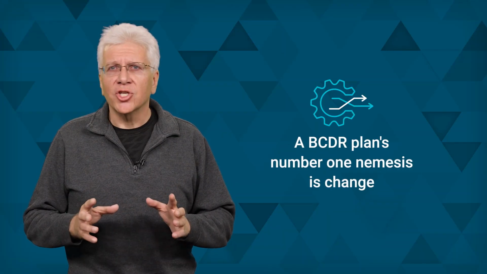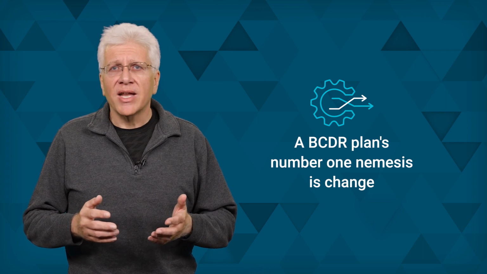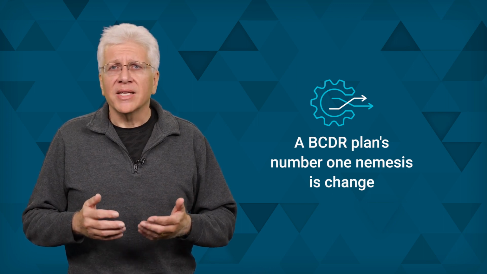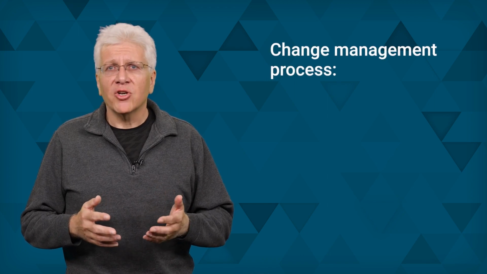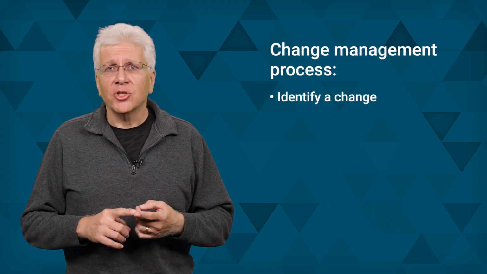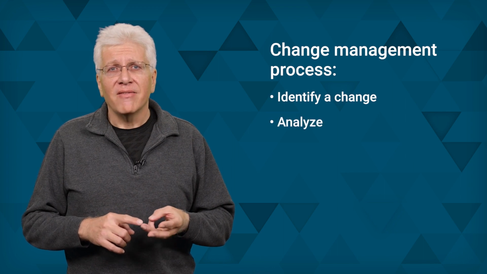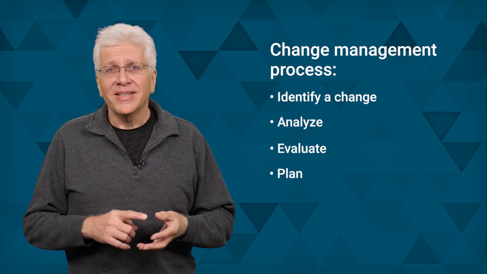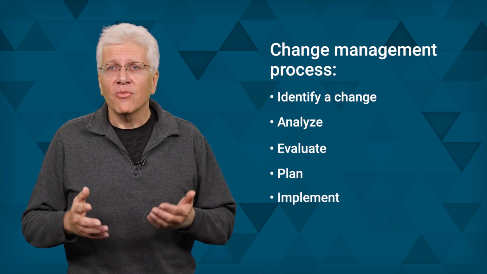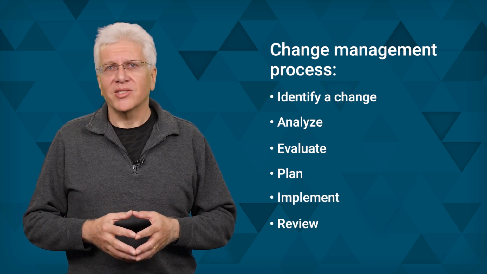A BCDR plan's number one nemesis is change. Even the best BCDR strategy, backed up with thorough planning and tests, must be updated. A 5-year-old BCDR plan is unlikely to be effective in an emergency. So be sure to put a change management process in place. Typically, the change management process covers 6 major activities: identifying a potential change, analyzing it, evaluating it, planning for it, implementing it, and finally, reviewing and closing out the change process.